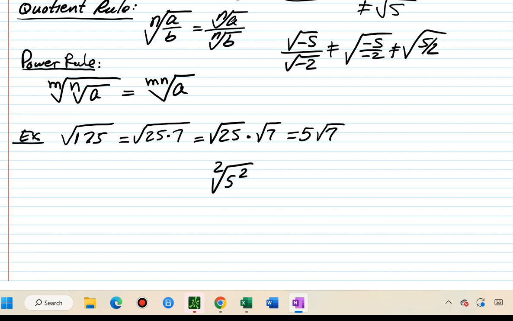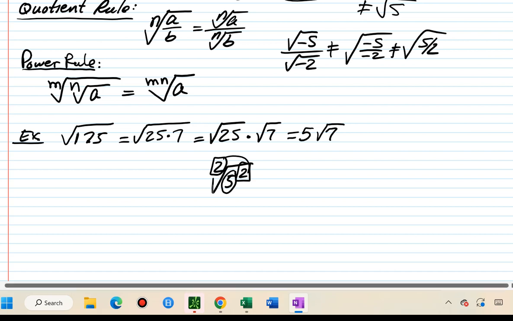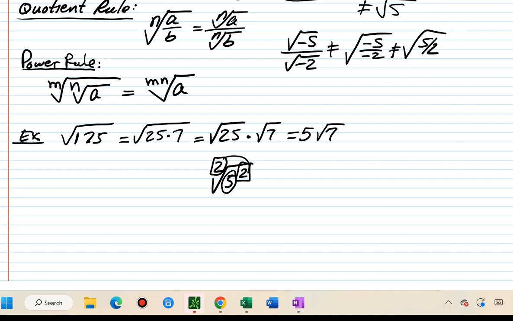25, I can write it as 5 squared. So I mentioned again, the radicand, which is 5 squared, has a factor, here factor 5, raised to a power that is equal to the index. So when that is the case, then the radical is not in simplest form.